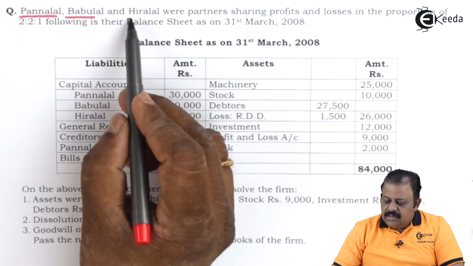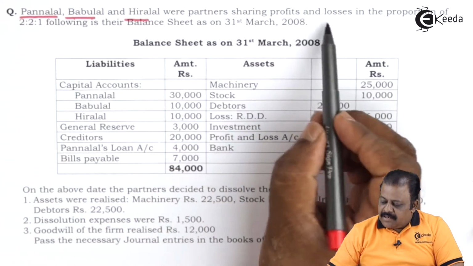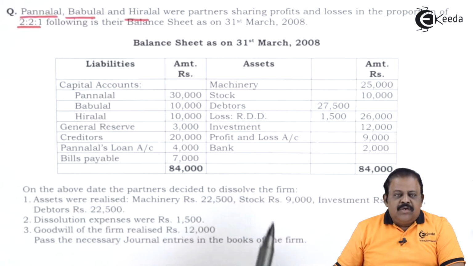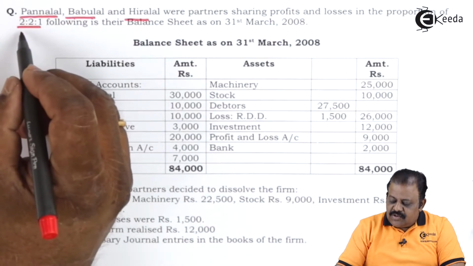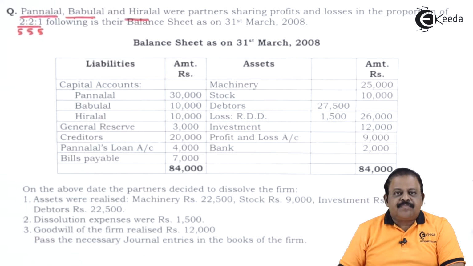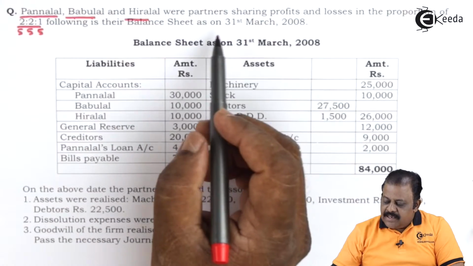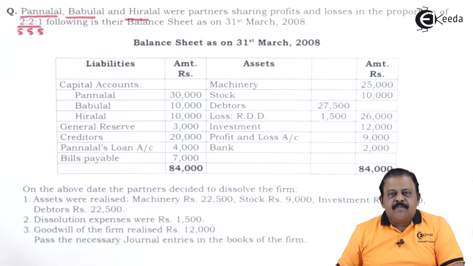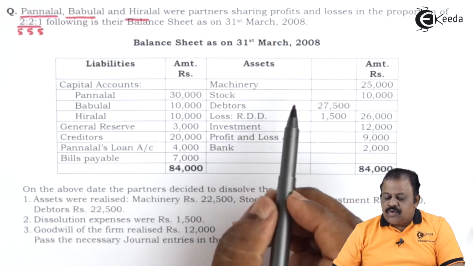Pannalal, Babulal, Hiralal were partners sharing profits and losses in proportion of 2:2:1, that is 2/5, 2/5, 1/5. Following is their balance sheet as on 31st March 2008. Let us go through the balance sheet.